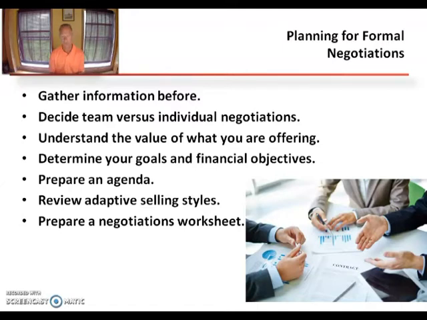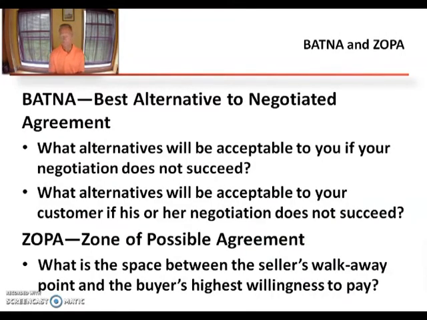Also, make sure you determine your goals and your financial objectives, as well as the goals of the buyer. Remember, we play win-win. That's the only way to do consultative selling. Review adaptive selling styles. Make sure that your body language is good. Make sure your nonverbal cues are good. And then, of course, as I talked about before, prepare a negotiations worksheet. The book talks about two different strategies. One is BATNA and the other one is ZOPA. BATNA is the best alternative to negotiated agreements.